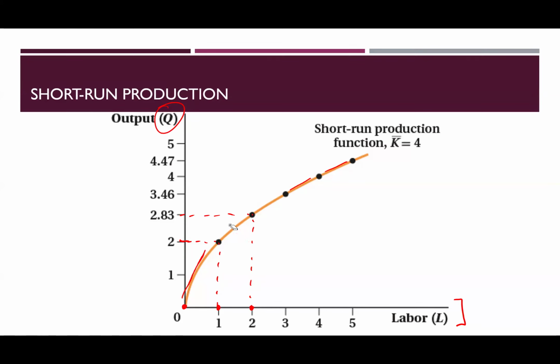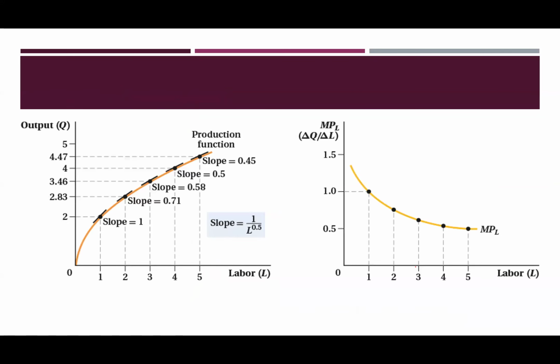Let me draw those lines at the points of the additional workers so you can see that more clearly. Okay, so initially the slope of our production function is very steep. And then as we get more and more workers, it starts to flatten out. All right. And that is due to that diminishing marginal product.